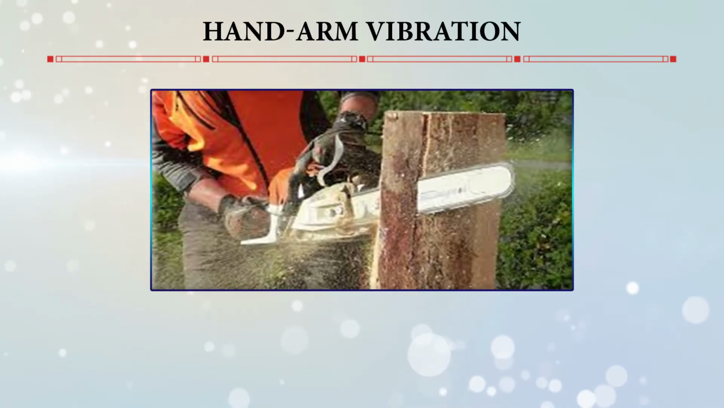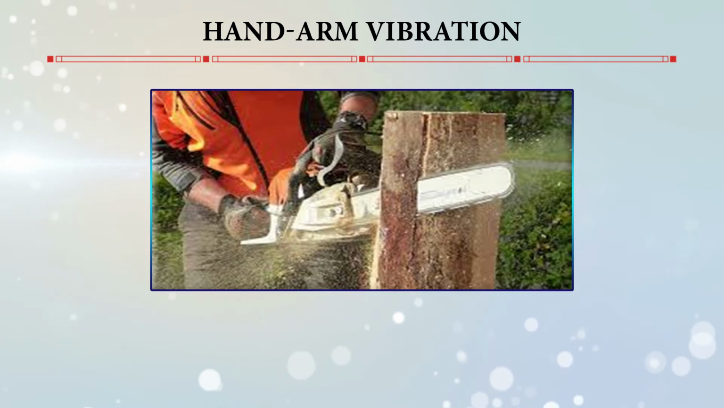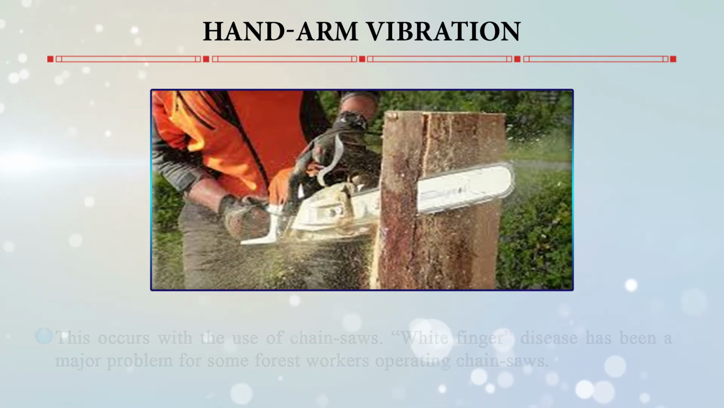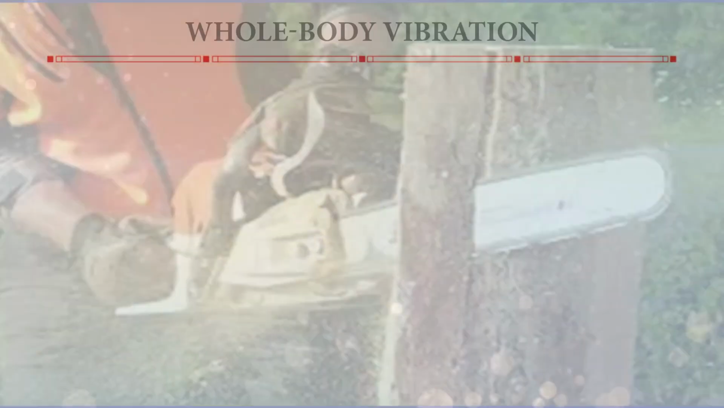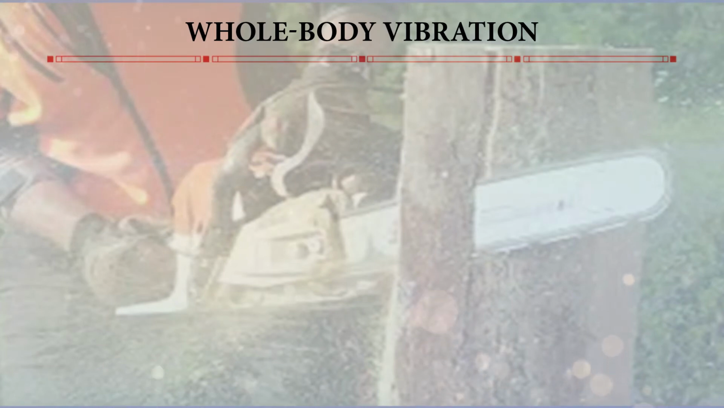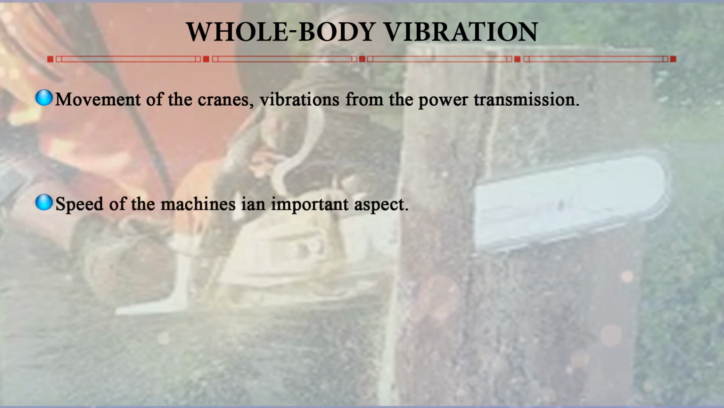Here in this figure you can see how they are cutting a portion of the tree, or how the tree is being cut using certain mechanized equipments. This occurs with the use of chainsaws, and white finger disease is the disease that is given, which is a major problem for some of the forest workers who are operating the chainsaws. In all these, the whole body vibrates. For example, the movement of cranes, vibration from the power transmission, and also the speed of the machine is a very important aspect, because of the speed at which you are operating the machines.